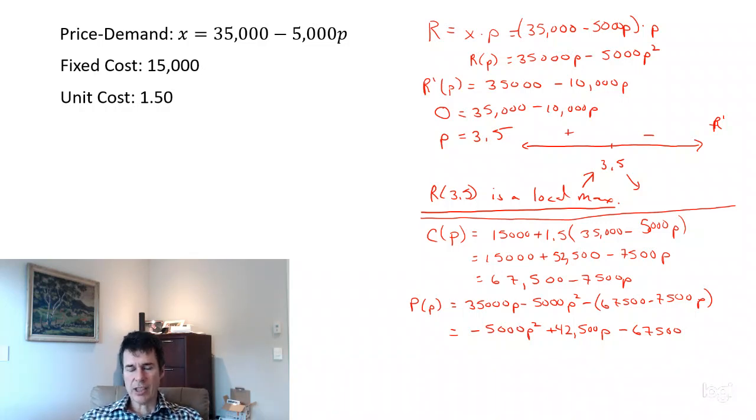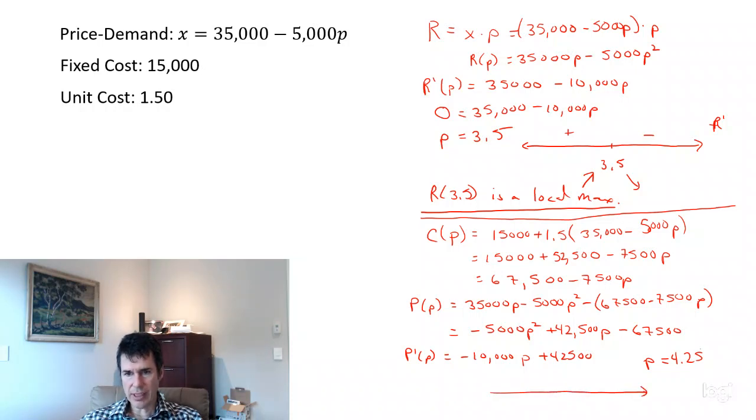We want to maximize profit, which means we take the derivative, find critical numbers, draw a sign chart for the derivative, and see whether that's a maximum. So let's take the derivative. P prime of P is equal to negative 10,000 P plus 42,500. We can see when we set that to 0, there's a critical number at P equals $4.25.